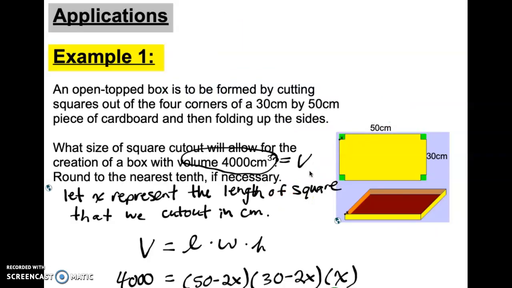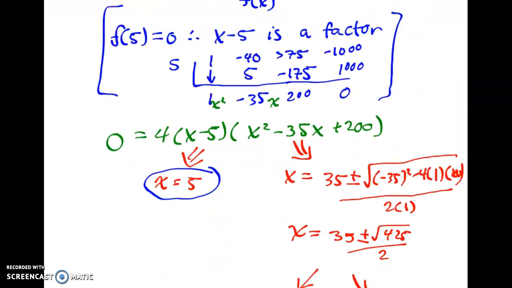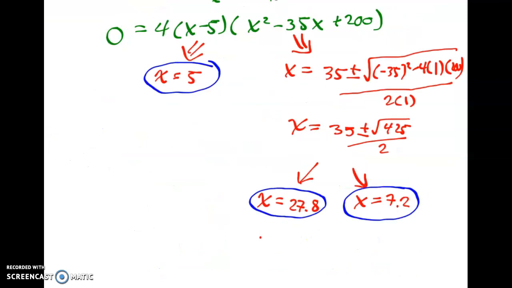So what you're going to do is imagine plugging the numbers in for the length, width, and height, and make sure that you're not getting a negative length, width, or height. So the 5 would definitely work. If you try plugging that in, it works in all of them. The 7.2 will also work.